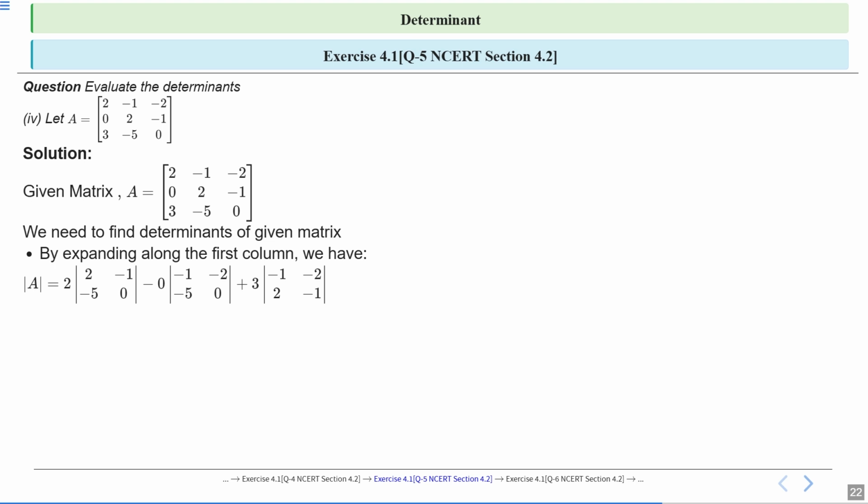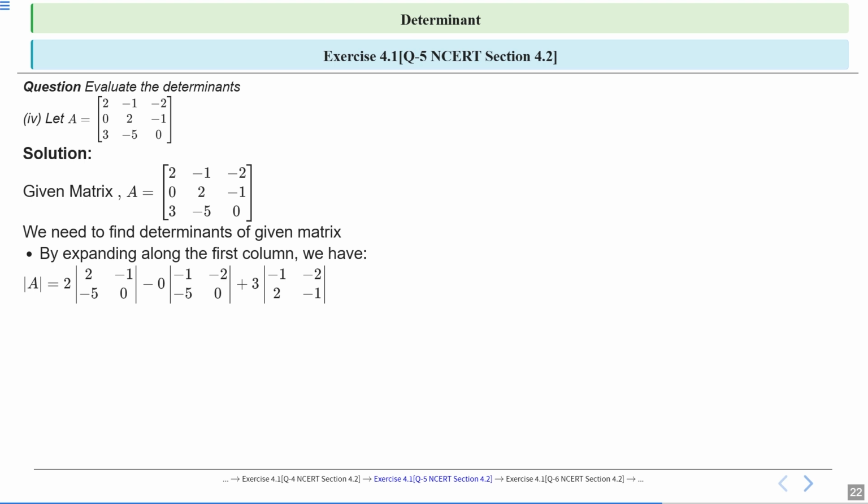And the sign for the entry 3: the indices for 3 are 3, 1, that is 3 plus 1, which is 4. So it is even, and minus 1 to the power even is plus. Then we get 2 into the determinant, as 2 is present in the first row and first column. So just cancel the first row and first column. We get the matrix 2, minus 1, minus 5, 0. For the element 0, it is present in the second row and first column. So just cancel the second row and first column. We get the matrix minus 1, minus 2, minus 5, and 0.